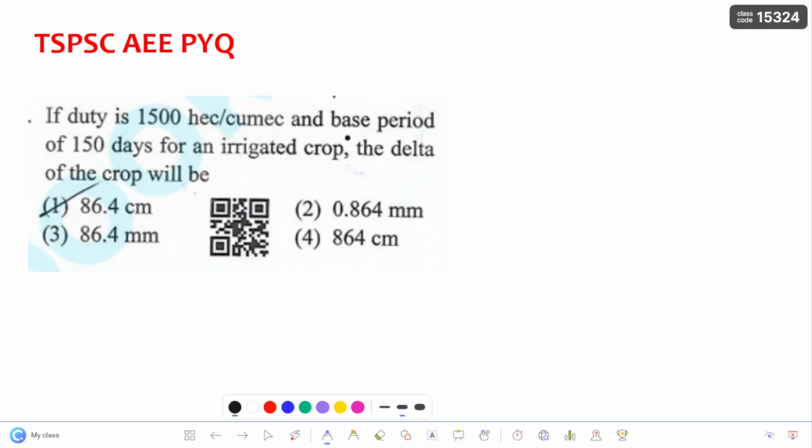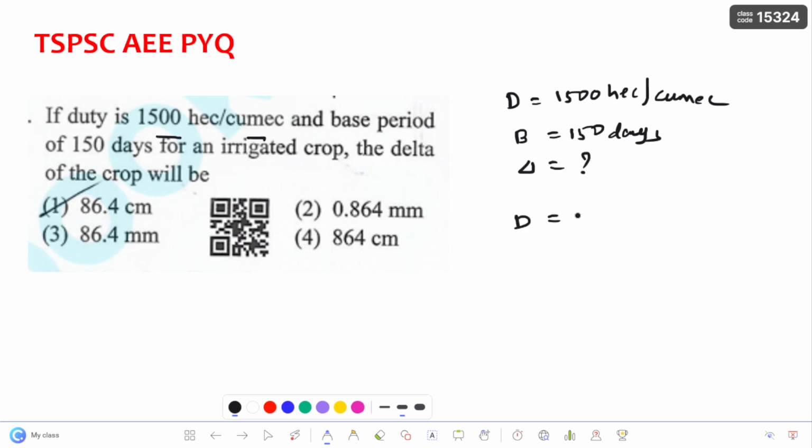Next, coming to this question. If duty is 1500 hectares per cumec, and base period B is equal to 150 days for an irrigated crop, he is asking about delta. We all know that D is equal to 8.64 B by delta. In this expression, D is in hectares per cumec, delta is in meters, and base period is in days.